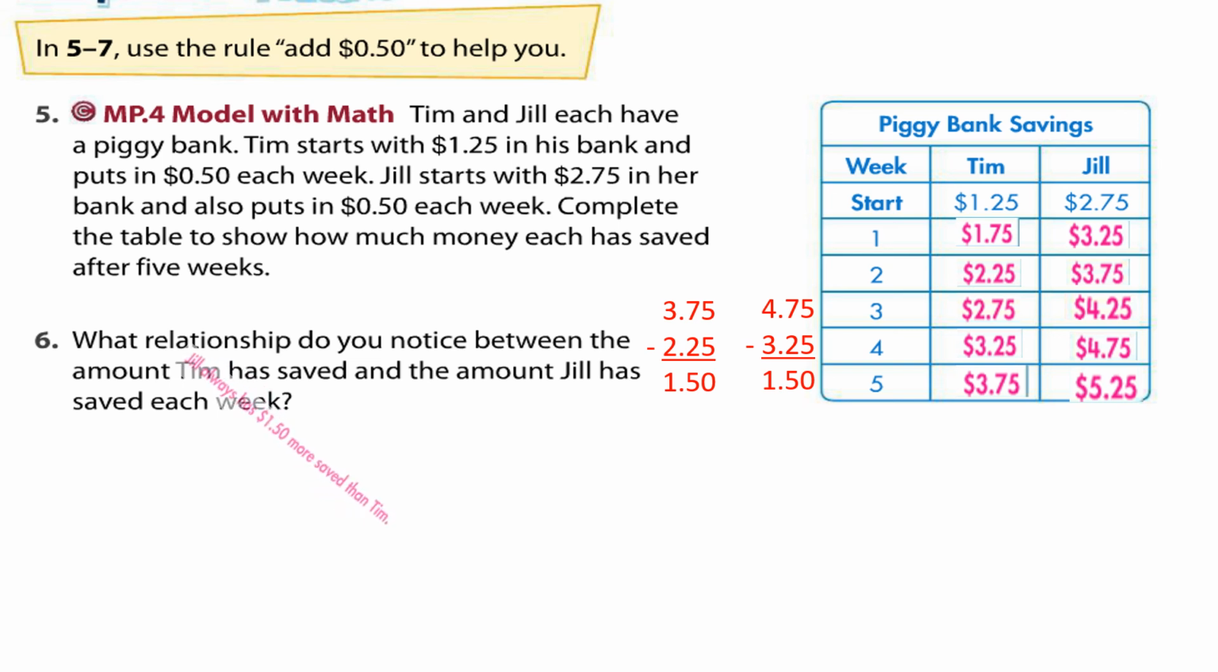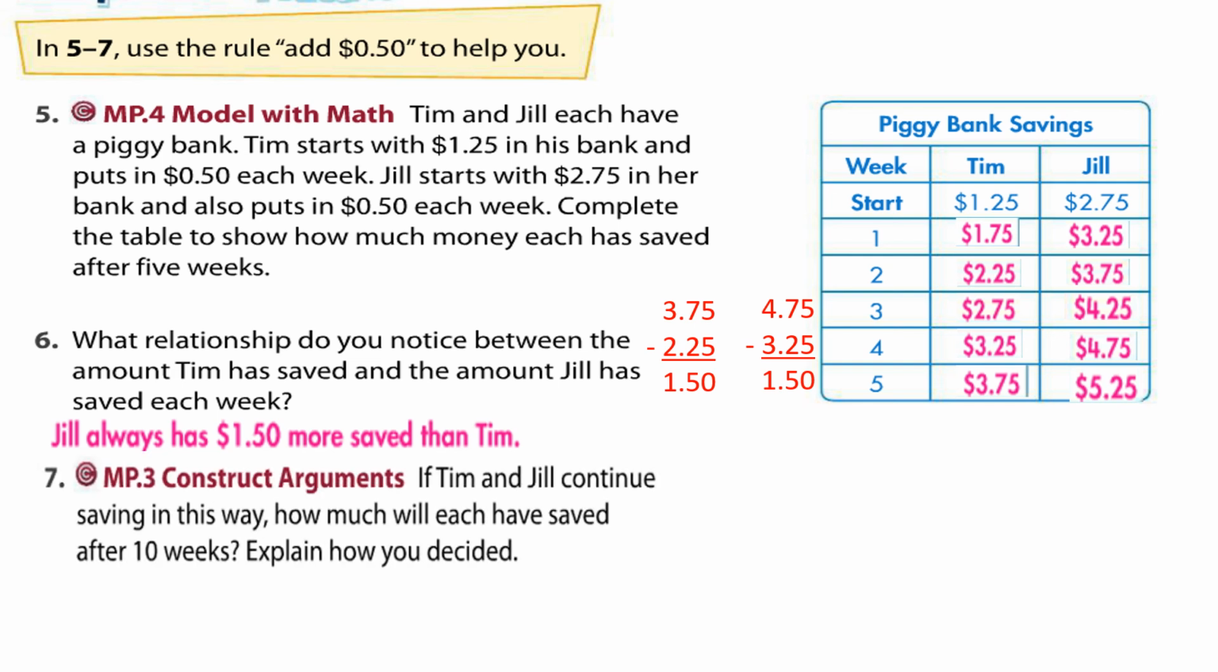So I can say, yes, Jill always has $1.50 more saved than Tim. Or we can say the opposite, which is Tim always has $1.50 less saved than Jill. Okay, guys, so only subtract them to get the relationship between them. Someone is $1.50 more than the other one, or the other one is $1.50 less than the first one, whatever, like that.